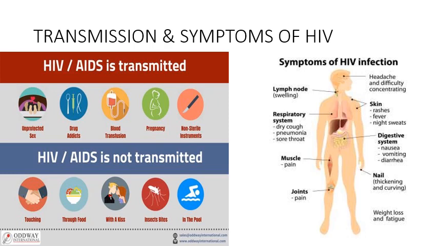Now, the transmission and symptoms of HIV. HIV is transmitted by unprotected sex, drug addicts sharing needles, blood transfusion, pregnancy, and non-sterile instruments. But there is a misconception that AIDS is transmitted by touching also, but it is not like this. By touching, through food, with a kiss, insect bites, and in the pool, HIV is never transmitted.